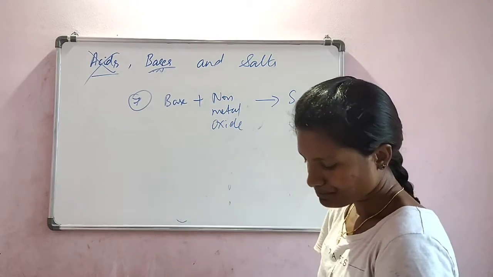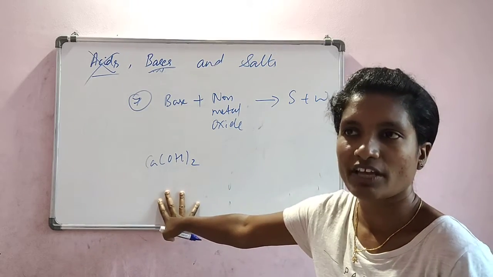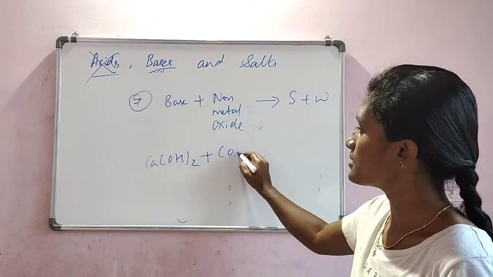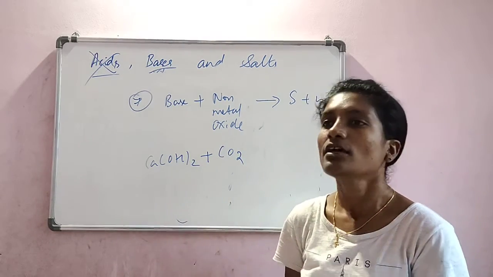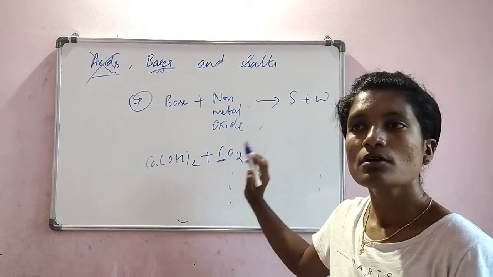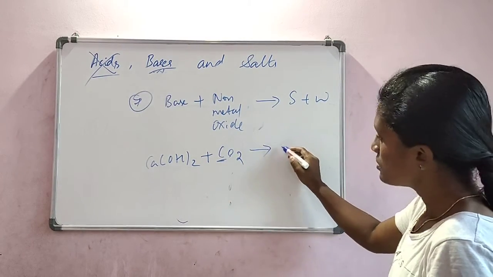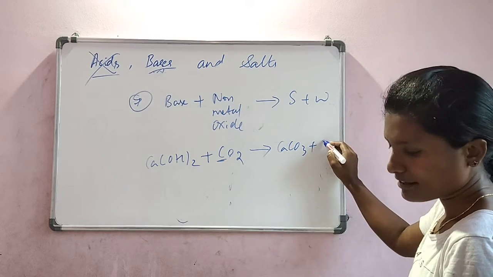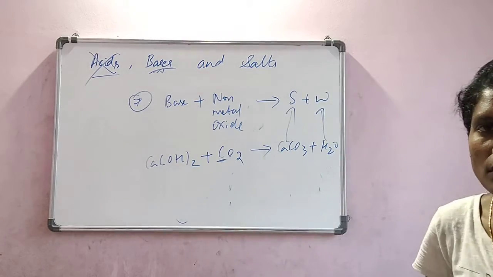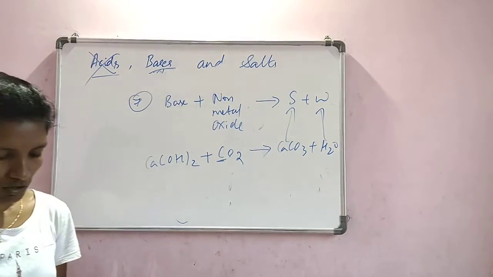Now we will take an example. So Ca(OH)2, which is a weak base, calcium hydroxide, combining with a non-metal oxide, that is CO2. CO2 is carbon dioxide. Carbon is a non-metal which is combined with oxygen to form a non-metal oxide, or carbon dioxide, which gives rise to calcium carbonate. Along with that H2O, water, is formed. Calcium carbonate is a salt and water is obtained along with that. So this is a reaction of base with non-metal oxide.